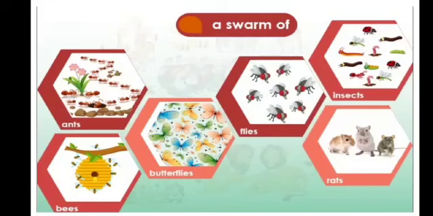Most groups of insects are called a swarm. A swarm of ants, a swarm of bees, a swarm of butterflies, a swarm of insects, and a swarm of rats. In these sentences also we can see that the collective noun is the same, that is the word swarm, but the nouns are different. So we learnt one common collective noun for different animals or things.